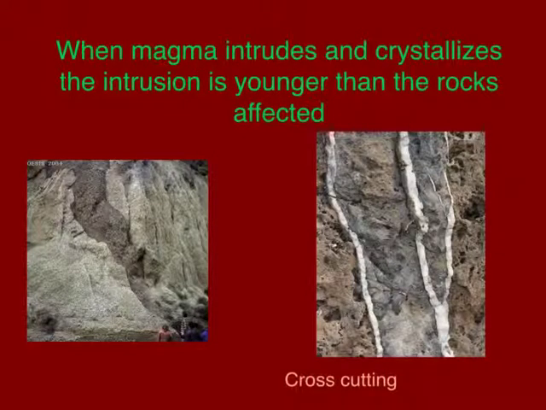Another thing that we know is when magma intrudes into some rocks, like here we have what's called an intrusion, and here we have a quartz intrusion that was intruded into the rock. And we know that this intrusion is younger than the rocks that it affects. So there was some magma here, and this is going to have crystallized in this rock layer, so it came later. This is called cross-cutting.